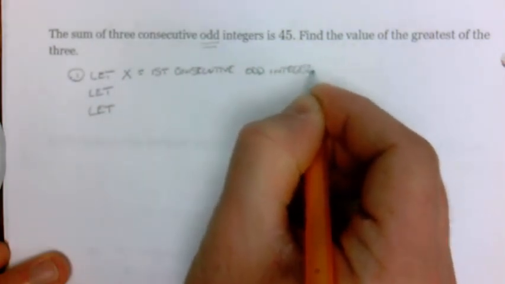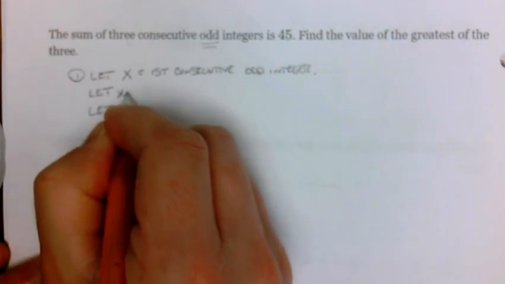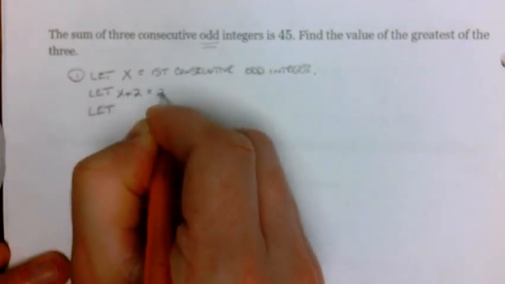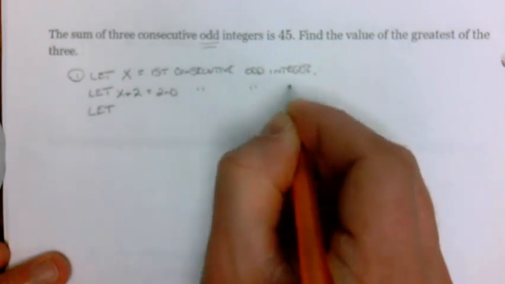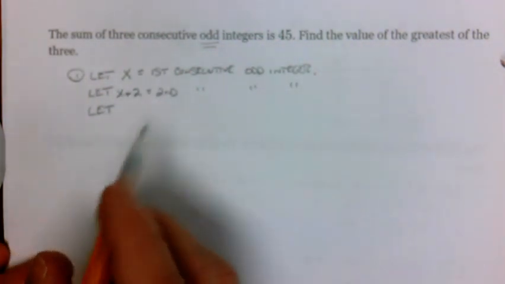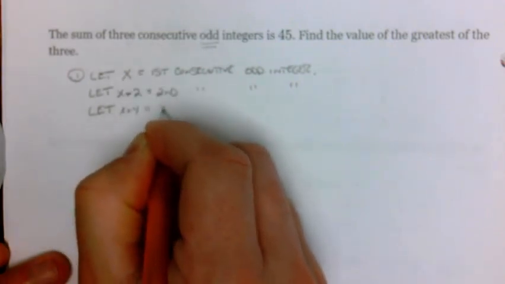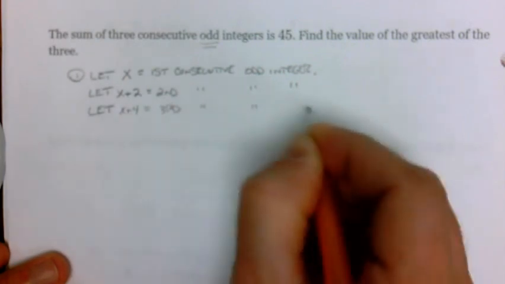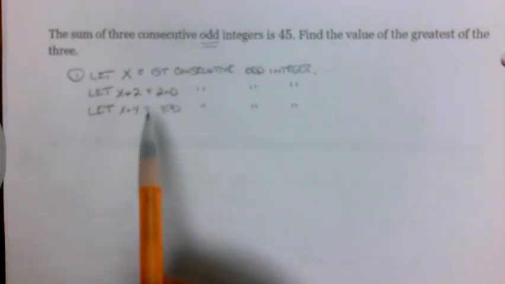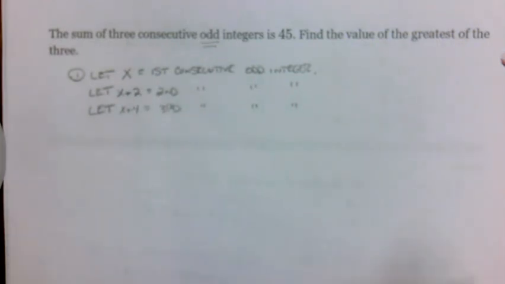All right, now if x is my first consecutive odd integer, I have to take that value and add 2 to it to get to my second consecutive odd integer. So x plus 2 is my second consecutive odd integer. And then if I add 2 more to that, x plus 4 is going to be my third consecutive odd integer. Odd numbers are always 2 units apart, so you're adding 2 units every time.